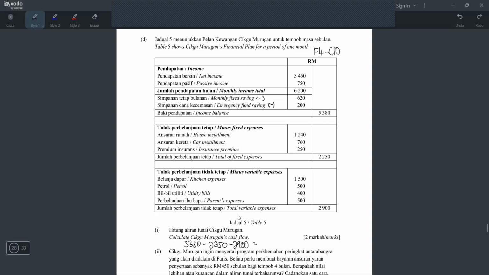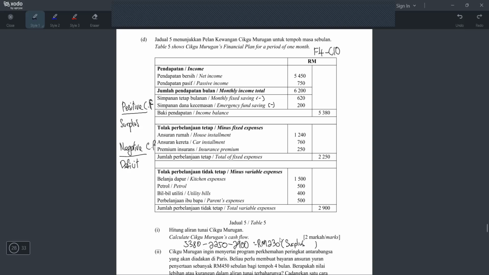Okay, after you write 230, you actually have to write some word beside. Okay, I got teach this in class also. Okay, let's write RM. So RM 230. Okay, if your cash flow is positive, it means surplus. CF stands for cash flow. It means lebih. Lebih in English we call it surplus. But if it's negative cash flow, we call it deficit. What is deficit? Kurang. Okay, so 230 means lebih.